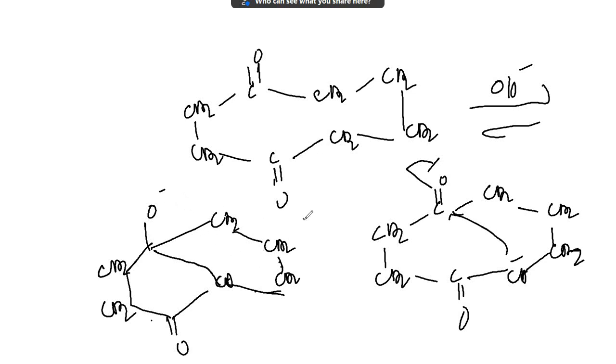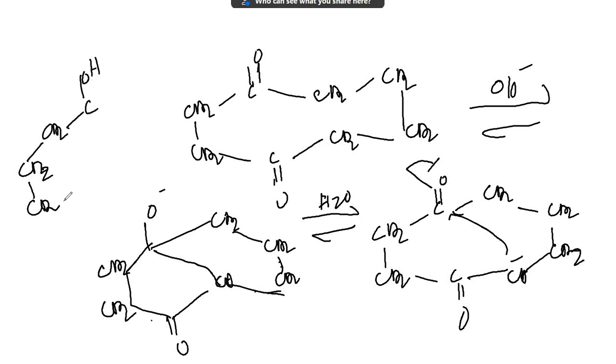After that what happened? There is OH minus, H2O is there, forming what? CH2, CH2, CH2, OH, then C double bond O, then CH, then CH2, then CH2, CH2, CH2. After that OH and H are lost to form a double bond over here.